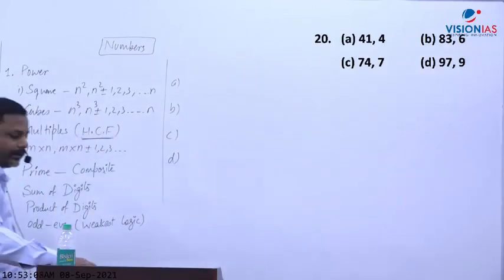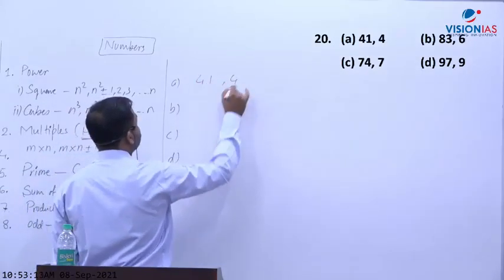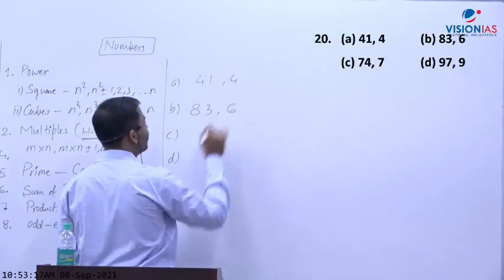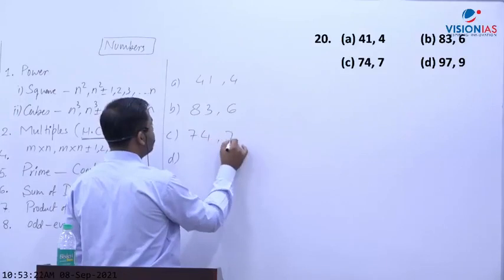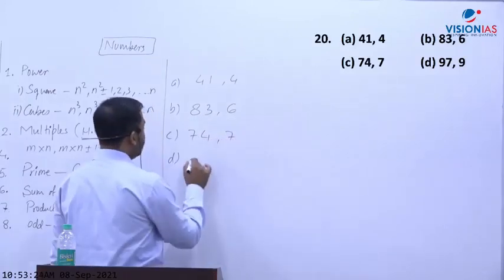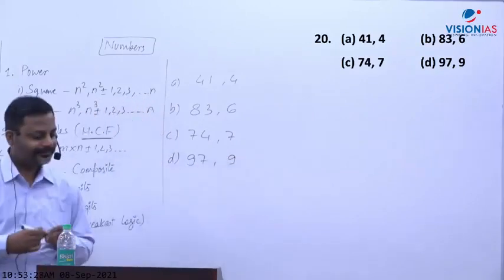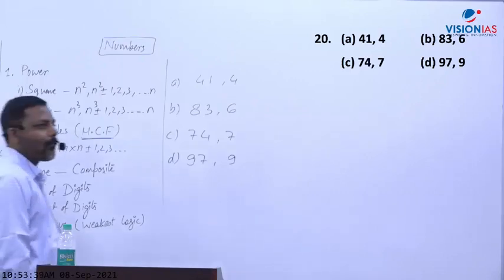Now come to the next question, that is 41, 4. 83, 6. 74, 7. And 97. Question number 20th. Except 36, others are divisible by 16. Yes, Richa, very good. Good, Nadeem.